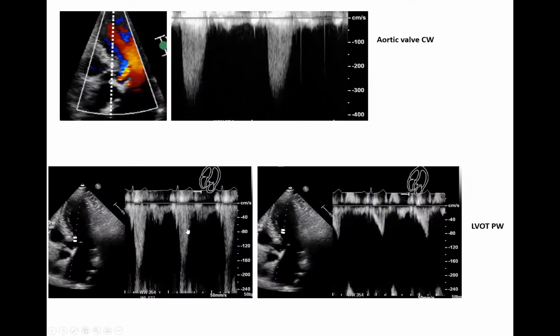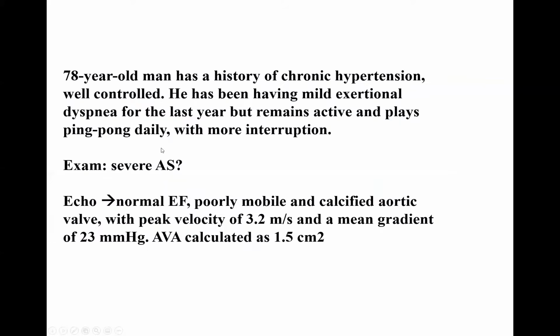I'll skip that one. I want to give you a case, actually. I hope I will have time. It's a really very good case for you. So this is a 78-year-old man with a history of chronic hypertension, well controlled. He has been having mild exertional dyspnea for the last year, but he remains active and plays ping pong with more interruption than normal. On exam, it's concerning for severe AS.